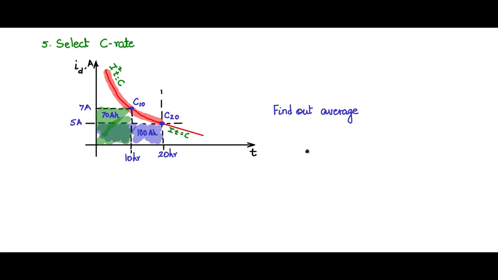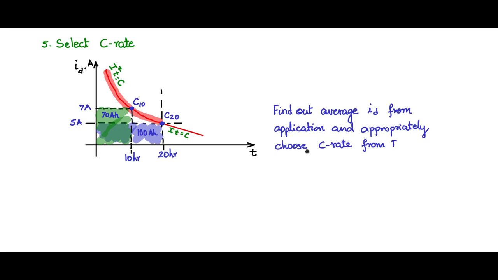So find out the average ID or the peak ID, depending upon what the application demands and what is important for the application, and appropriately choose the C rate from the I to the power of n into t is equal to constant curve. So this we can say I to the power of n into t is equal to constant, and that constant is representing the capacity.